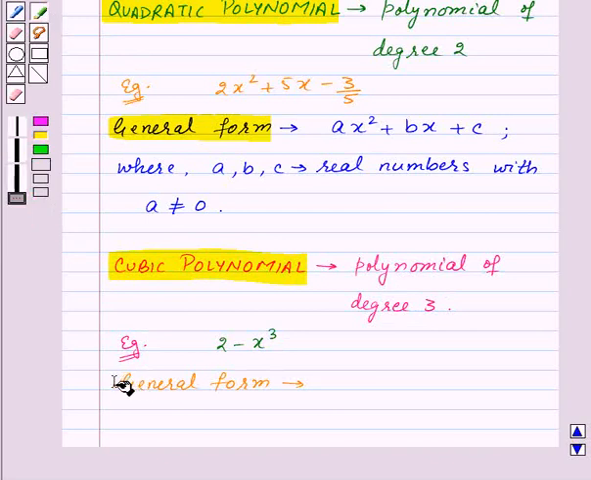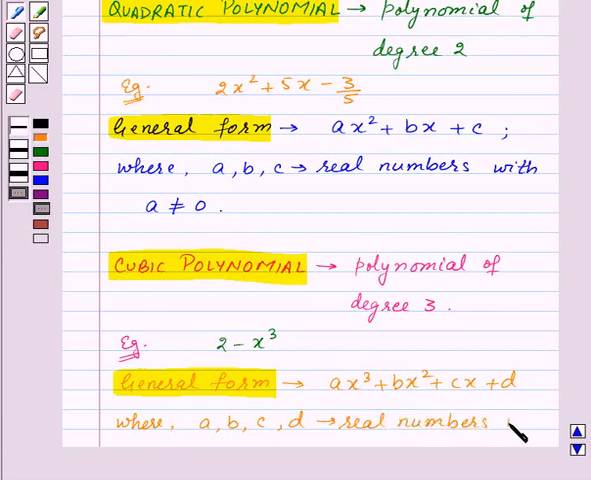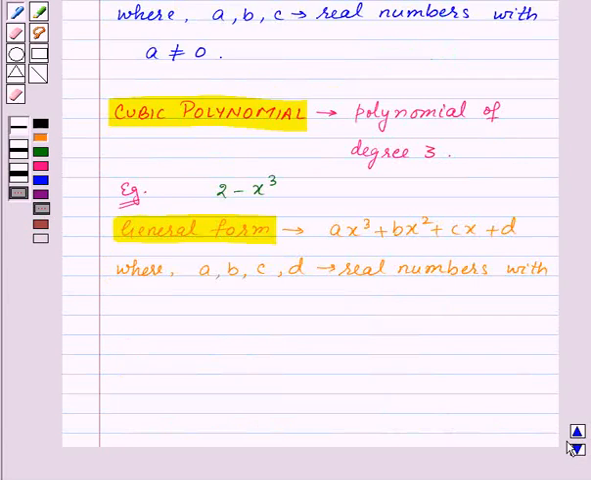Now, general form of a cubic polynomial is ax cube plus bx square plus cx plus d, where a, b, c and d are real numbers with a not equal to 0.